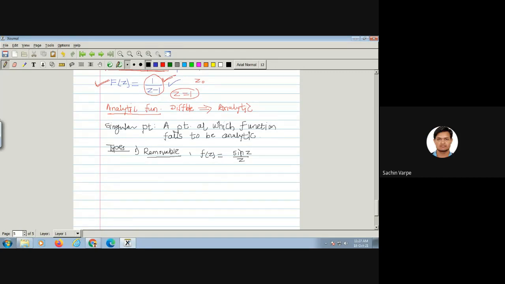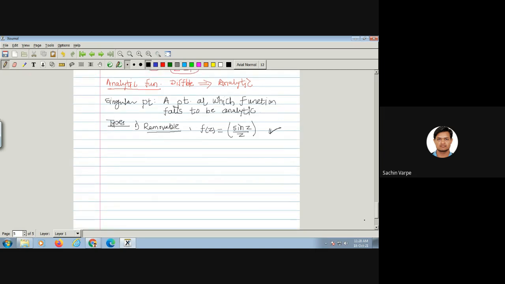That means what? Limit means actually the value of the function in the neighborhood of that point. As z approaches 0, the value of the function is getting close to 1. Though the function is not defined at z equal to 0, its limit exists and it is equal to 1. So that is why z equal to 0 is a removable singularity. Is this point clear? z equal to 0 is a singularity, but that can be removable. That is the definition of removable singularity.